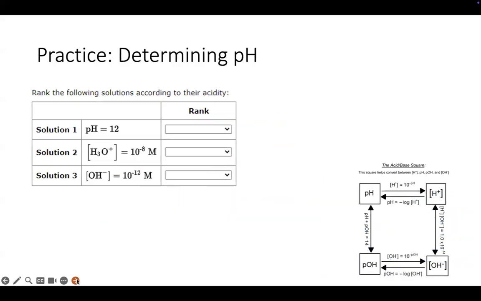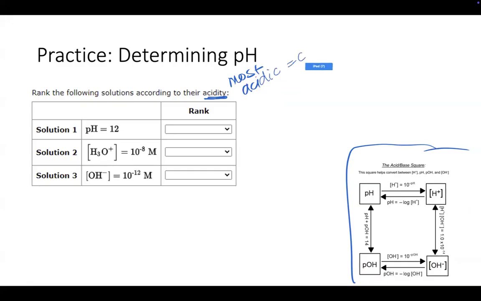All right. So this time I actually included the square on my slide. Thank you, previous Kayla. All right, so here's an example OWL question where it basically tests you on this scale, but it asks you to rank the solutions on their acidity. Acidity means the most acidic would be closest to zero pH. So these drop down menus say most acidic, least acidic, and then I think it says intermediate or something like that.